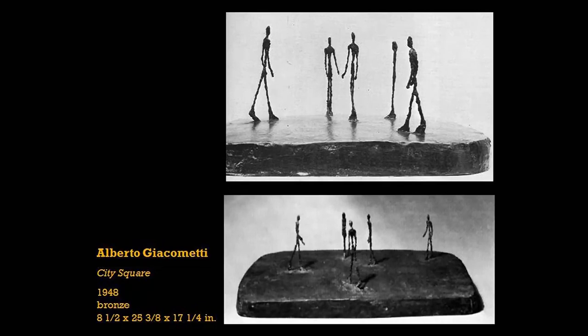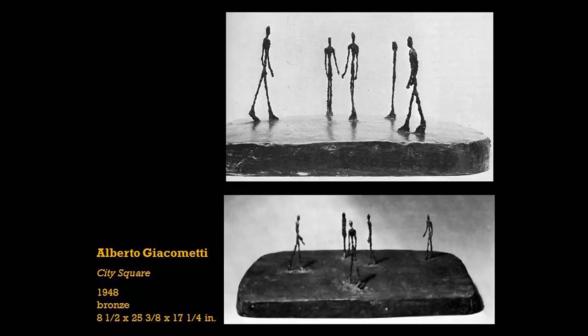In fact, though there seems to be a certain kind of theme, like this work, where you see a group of people on a roughly cut tabletop, and the people are moving towards each other or moving away from each other. They're extremely thin figures with a lot of space in between them and around them. And there is a title to this work called City Square.